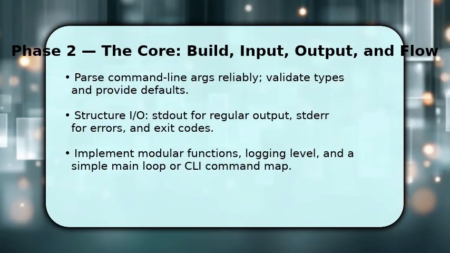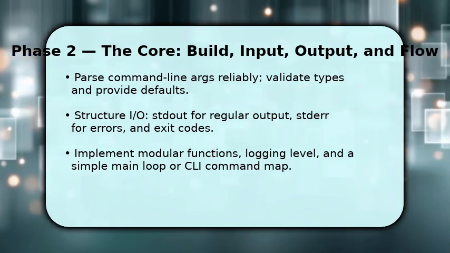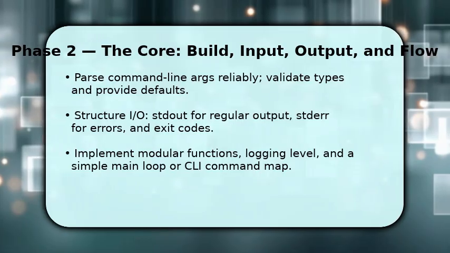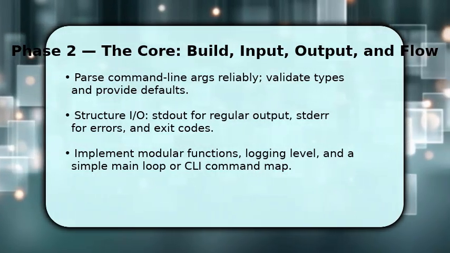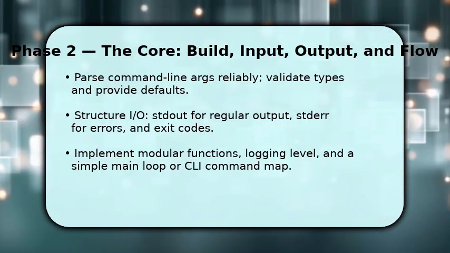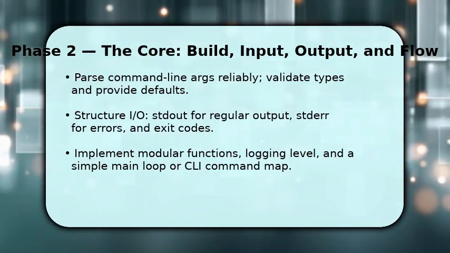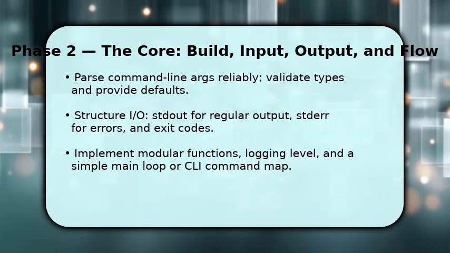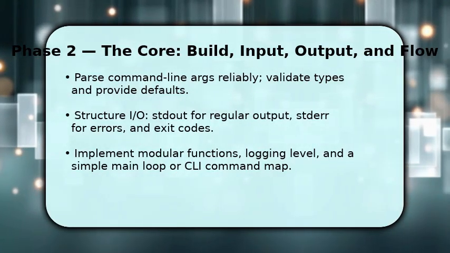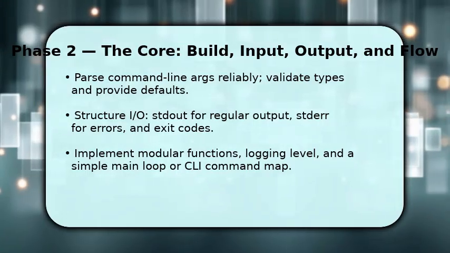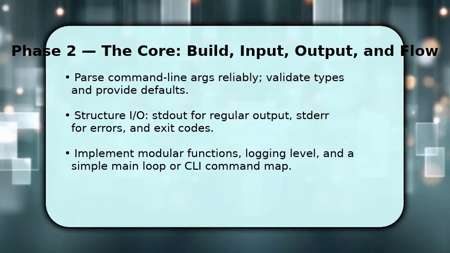Now focus on how the app runs. Parse the command line arguments and validate them early so bad input never cascades. Make sure you separate stdout and stderr and return meaningful exit codes. This helps scripts that call your app. Structure core logic into small functions or commands to keep tests simple. Once you have logging and a main loop, add a verbose flag to toggle details. Make sure to test common paths and edge cases so the flow is both fast and predictable.